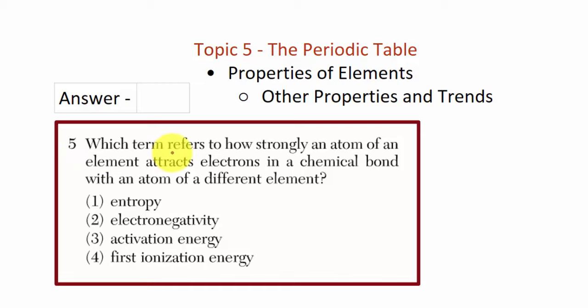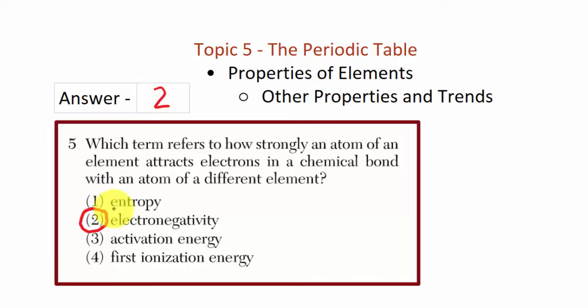Question 5. Which term refers to how strongly an atom of an element attracts electrons in a chemical bond with an atom of a different element? This again is a definition problem, and they've given you the definition of electronegativity right there. So it's going to be answer number 2.